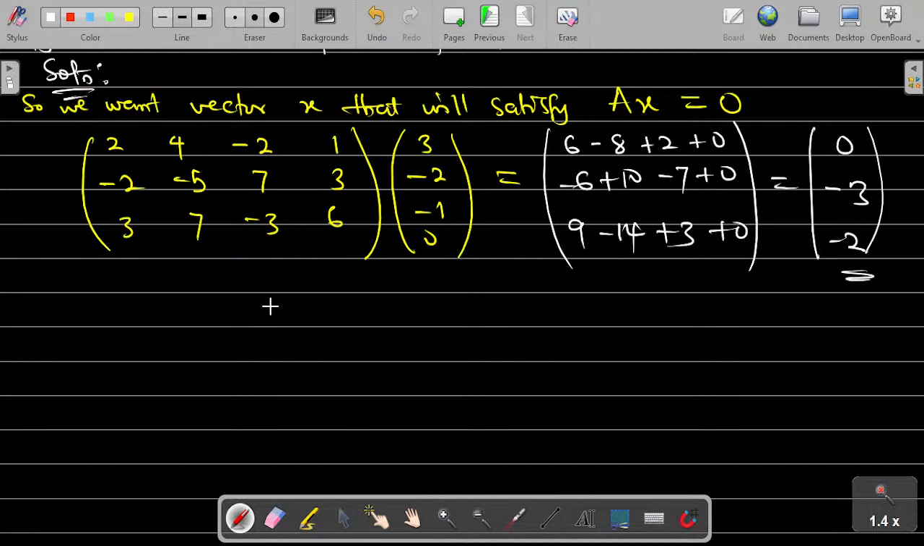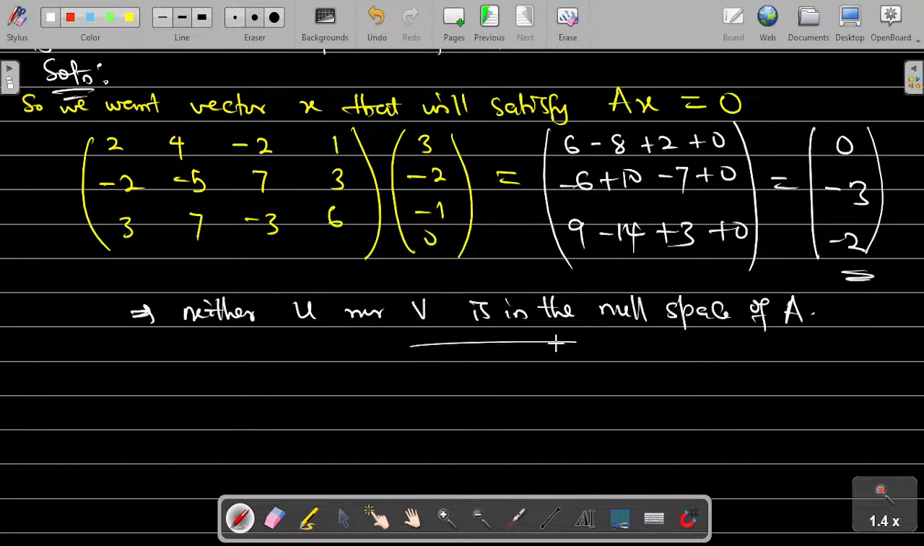And so this implies that neither u nor v is in the null space of A. Okay, and that is the solution for that question E.